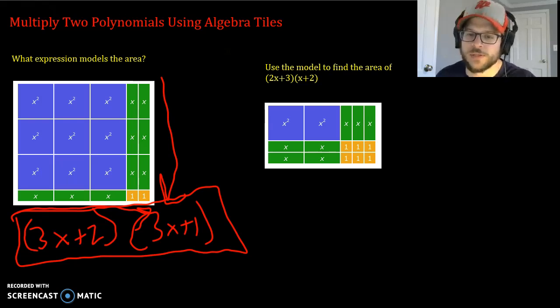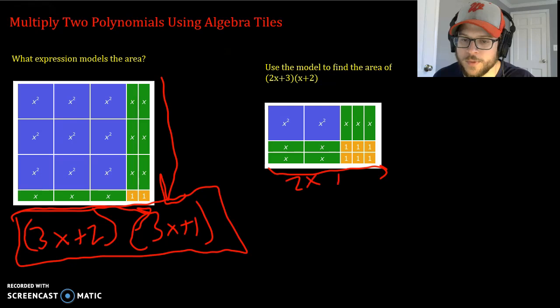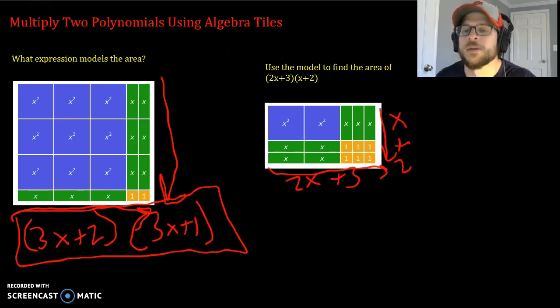So your 2x plus 3 is this bottom row right here. You have an x, and 3. So 2x plus 3 is what this bottom row is. Now your x plus 2 is your far right column. You have one x term, and then you have 2 together. So when you're finding the total area, all you have to do is just count what you see.